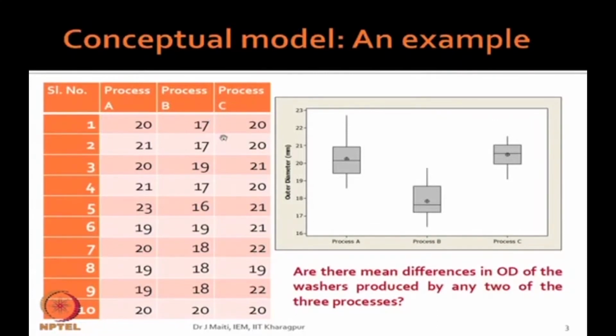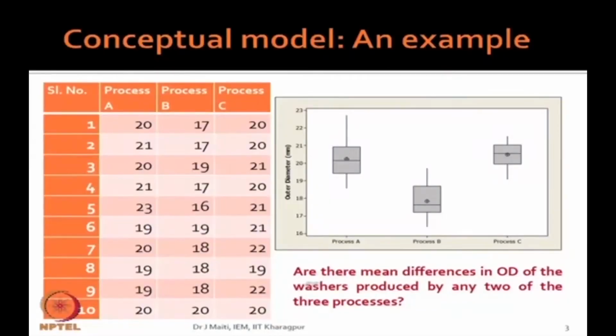Now, as a manufacturer of these steel washers, what do you require to know? You require to know whether all the processes are producing at the same level from a quality point of view or not. And the manufacturer is interested to test the differences in means of outer diameter for the 3 processes. So, our objective here is: are there mean differences in outer diameter of the washers produced by any 2 of the 3 processes?